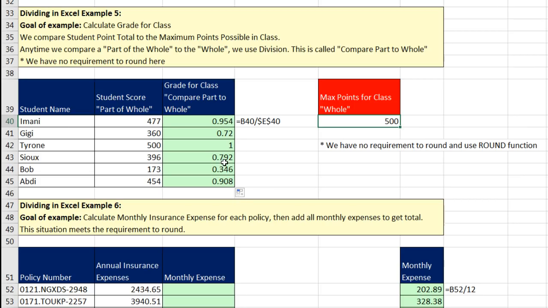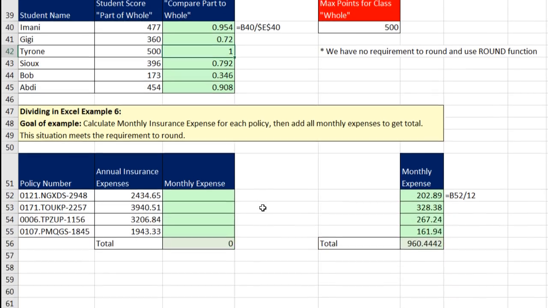This would end up being 79.2% of the total points. Really what it means is when you see that, it means for every 1 point, you got 0.792 points. Tyrone, on the other hand, for every 1 point possible in the class, Tyrone always got exactly 1 point. Now, this example, we were not required to round, so we just did our division and copied it down.